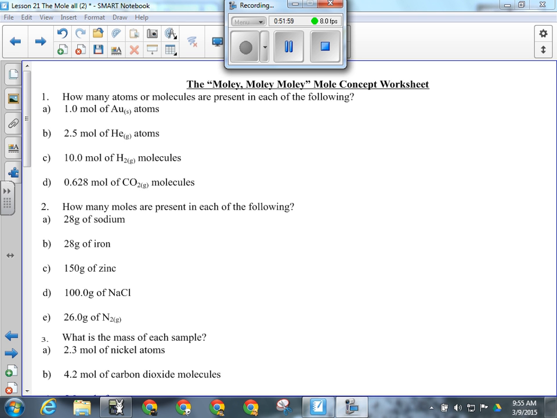Okay, does it matter what material we're dealing with? It does not. 1 mole of hydrogen has the same number of particles as 1 mole of oxygen, as 1 mole of nitrogen. It's all the same. 1 mole is 6.02 times 10 to the 23. Everybody follow me there? Okay. So, how many atoms of gold are in 1 mole?